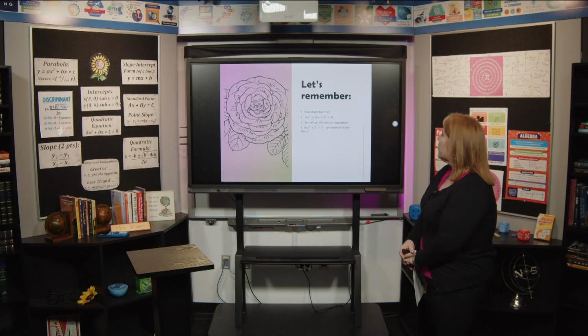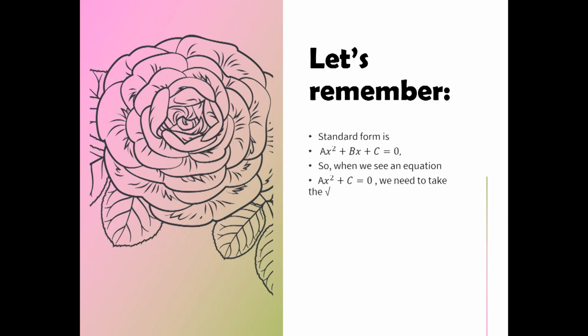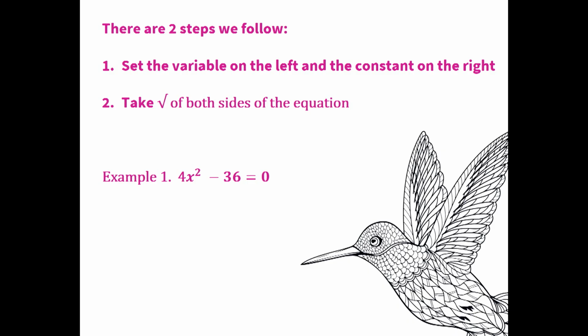So let's remember standard form. What is standard form? AX squared plus BX plus C equals 0. So when we see this equation, AX squared plus C, we know that we have some type of perfect squares and we're taking the square root. There are 2 steps that we follow. Set the variables on the left and the constants on the right. We take the square root of both sides of the equation. So let's take these steps, look at our examples.